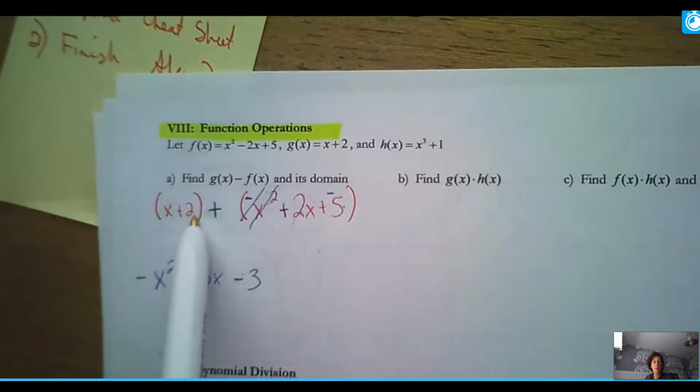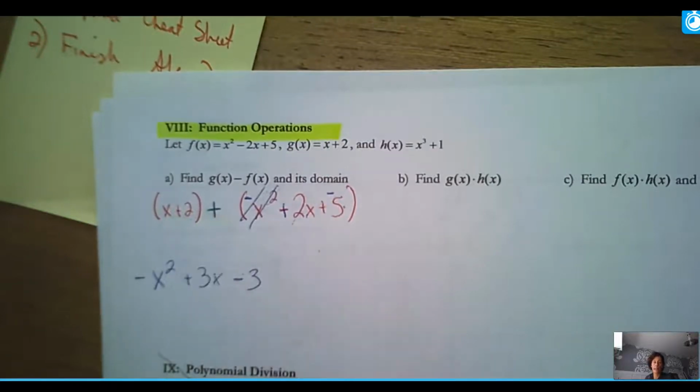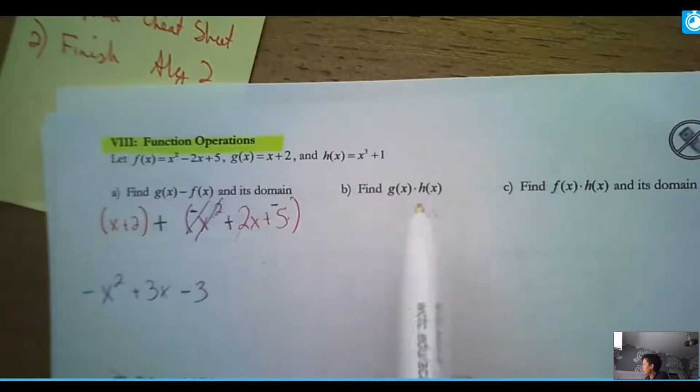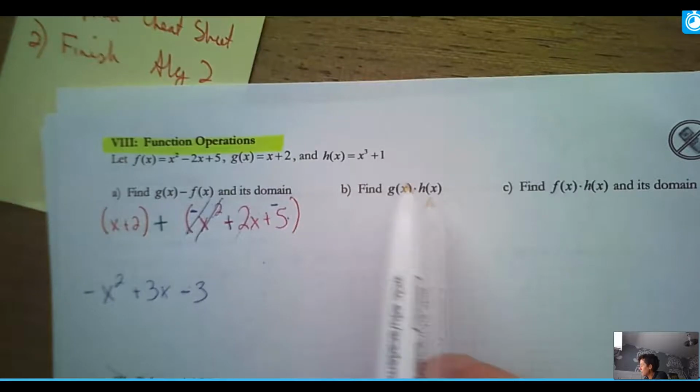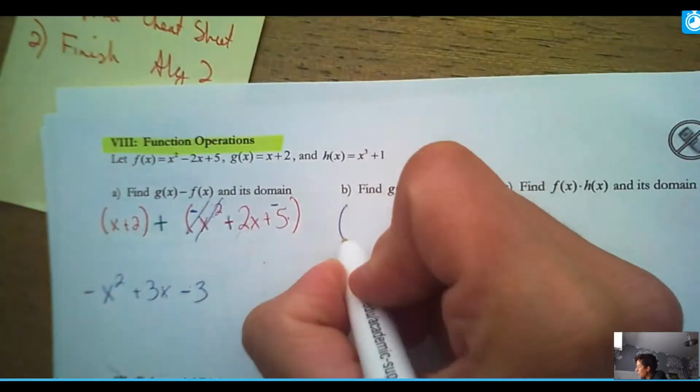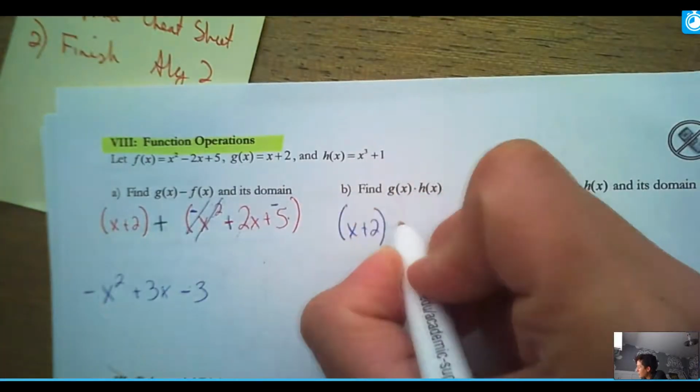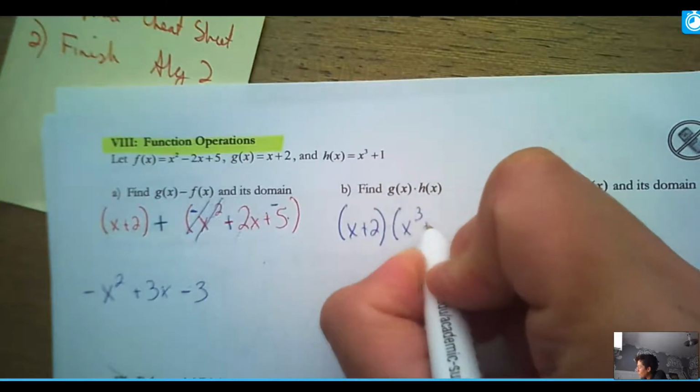And then I'll have the 2 adding with the negative 5, and I get the subtracting 3 or negative 3. So just a suggestion. This time I'm going to take g of x times h of x. So again, always put them in parentheses. Here's g of x, here's h of x, and we are multiplying.